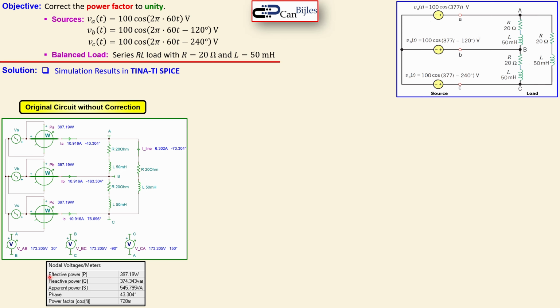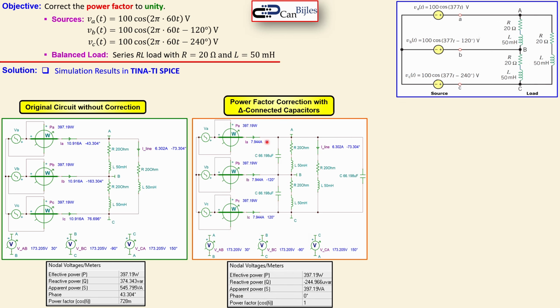So as said before, the effective power or the real power is also shown here. The reactive power is shown here, so it is not zero, actually quite large. And also the apparent power is then the vectorial sum of these two. And we have the phase here, and the power factor here is in this case 0.728. This is of course not 1, so we have to make it better. That's also the objective of this example.